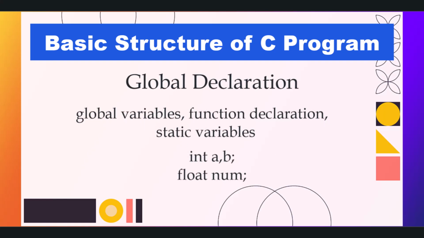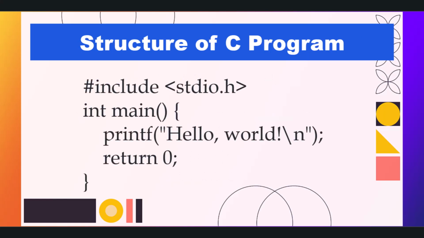The third section is the declaration section, where we declare variables and functions. This is the complete structure of a C program with a header file, standard header file input output, main function, and a body of the program between the curly brackets.